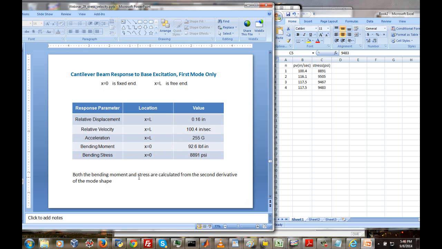And just a note here, both the bending moment and stress are calculated from the second derivative of the mode shape. And I've got a paper on my blog that goes through that derivation and those formulas. So we calculate the bending moment from the second derivative of the mode shape, and then we can calculate the bending stress from the bending moment.